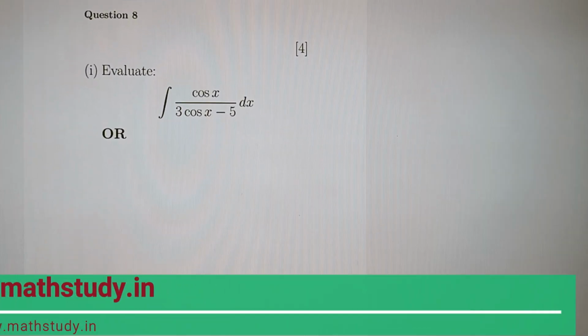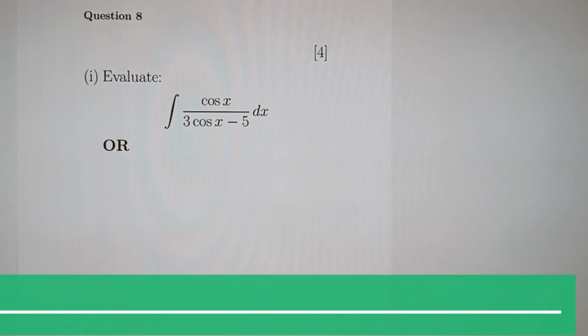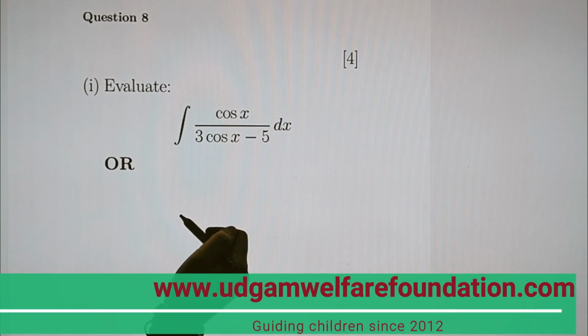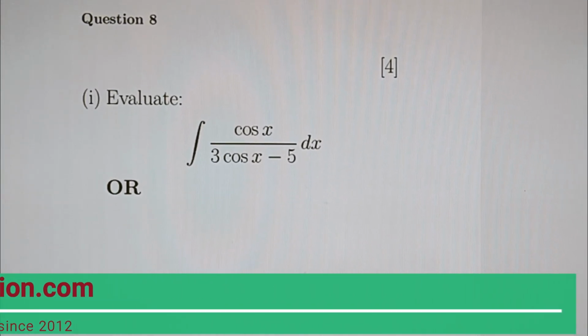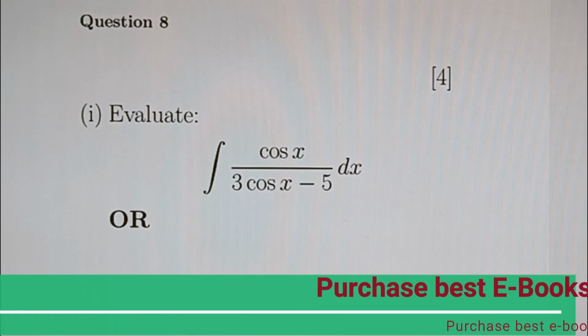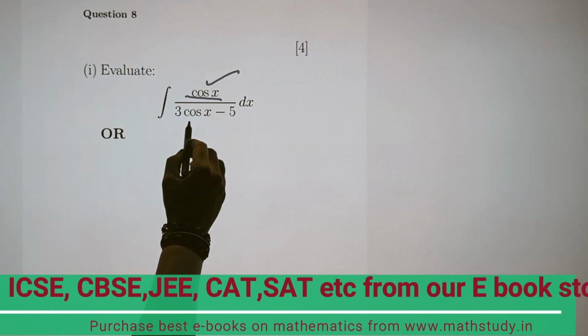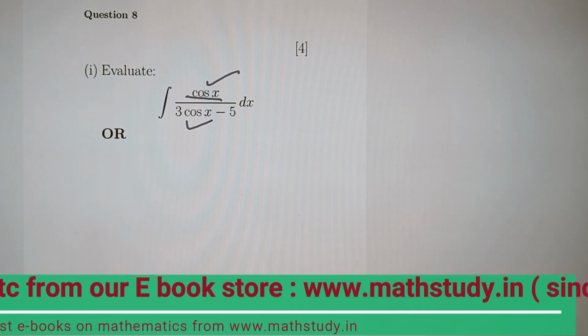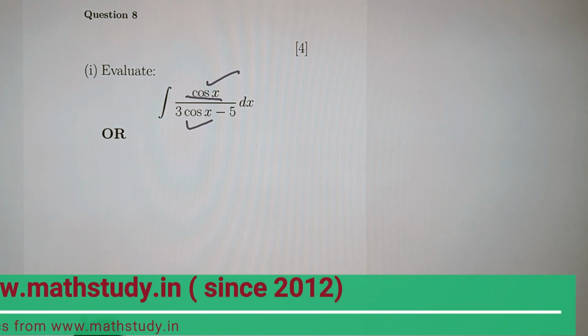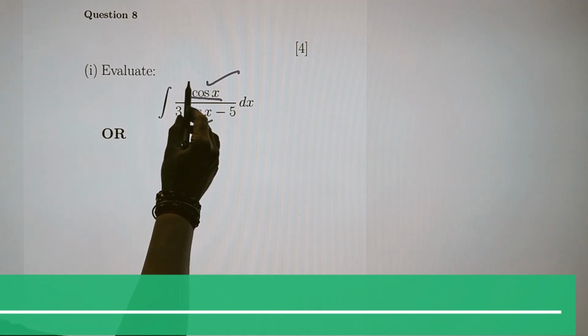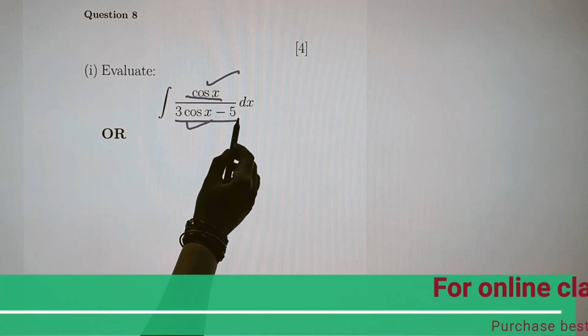So students, this is question number 8 part 1, which was asked in the ISC Board 2025, and I'll tell you how to tackle this question very easily. See, whenever you see the degree of the numerator and the denominator in the trigo function, you can simply make the numerator first like the denominator.